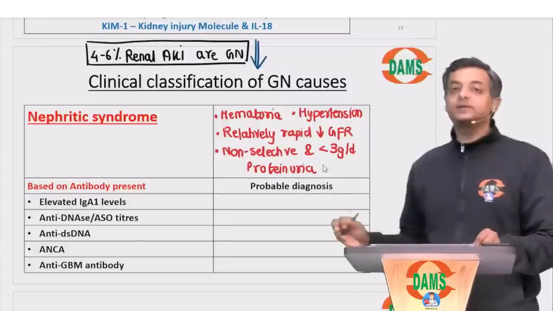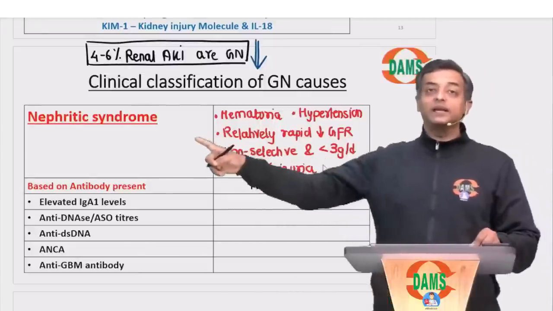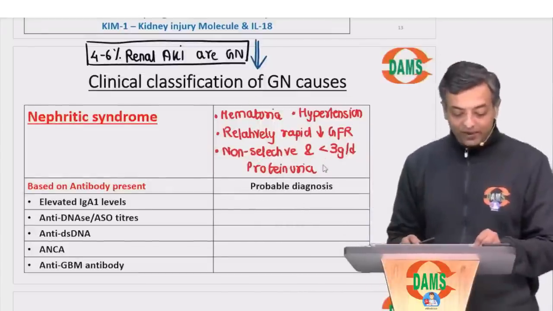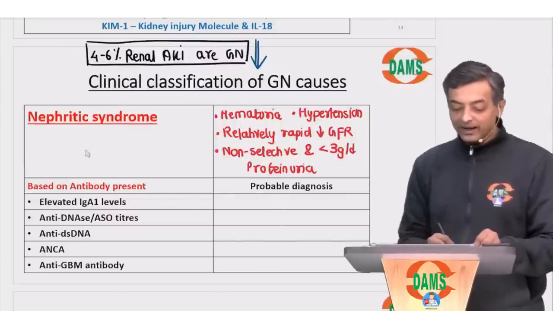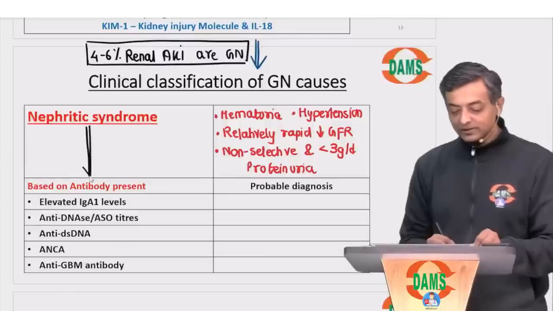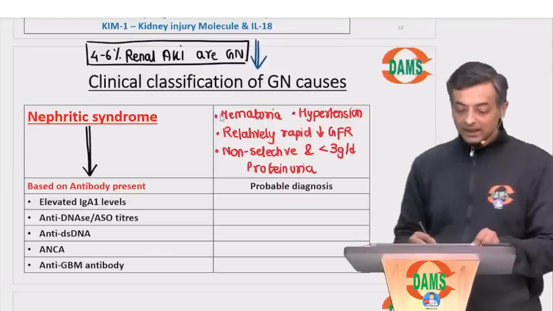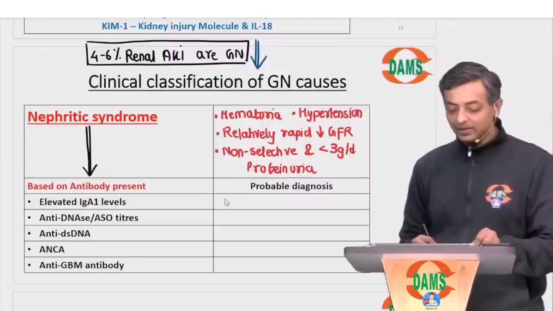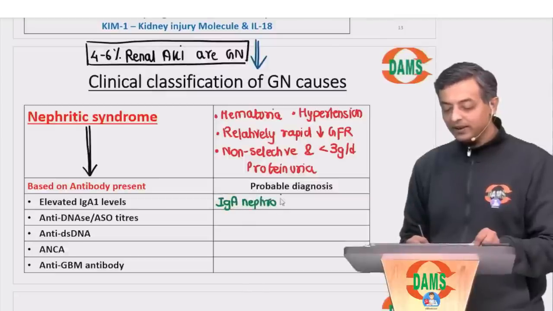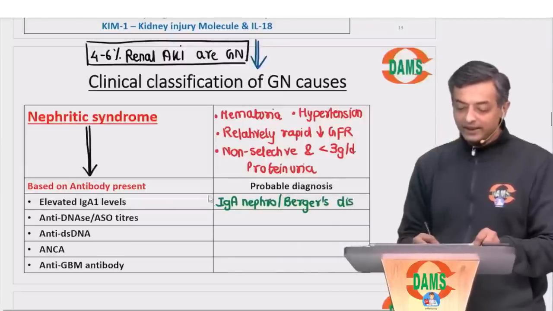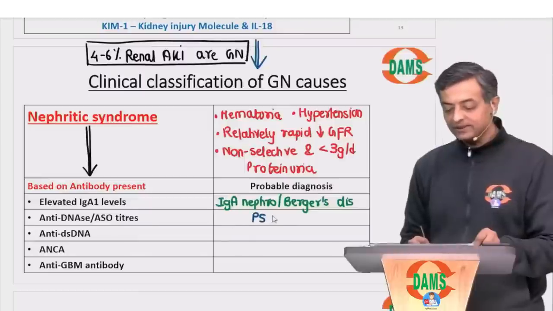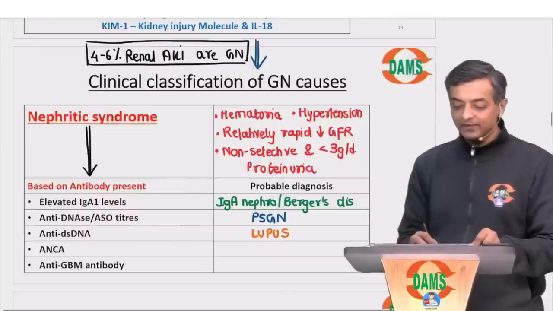Non-selective and less than 3 gram per day proteinuria is nephritic syndrome. Remember, nephritic syndrome. But once you diagnose nephritic syndrome, to identify the cause, you will go for specific antibody present. So if the patient of nephritic syndrome has elevated IgA level, it is IgA nephropathy, also known as Berger's disease. If the patient's anti-DNase B is positive, diagnosis is PSGN. Anti-dsDNA positive is lupus nephritis.